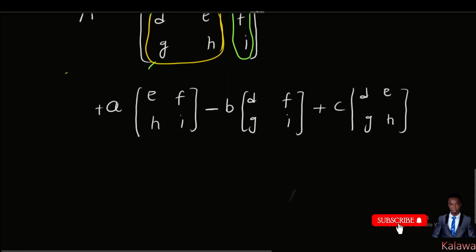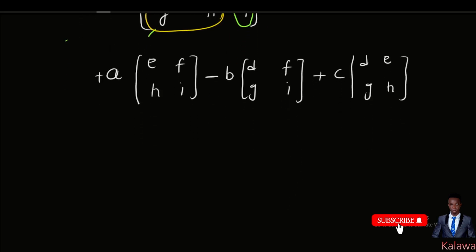So we have now determined the minor of each element from the row that we have chosen. From this, we now find the determinant of each of these minors. So we are going to find the determinant.